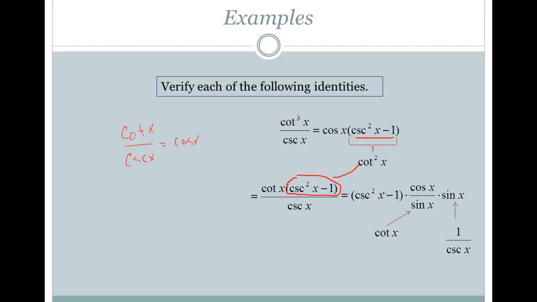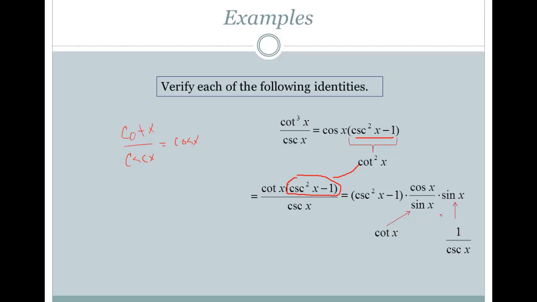So what can we do here? I leave this term alone. Cotangent, I'm going to convert to cosines and sines. Cotangent we know is cosine over sine. 1 over cosecant is simply equal to sine of x.